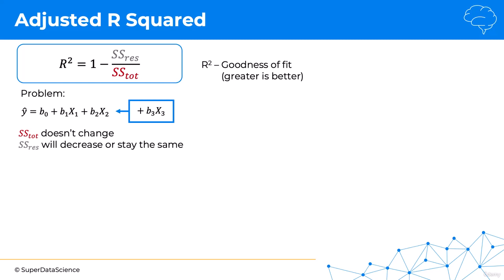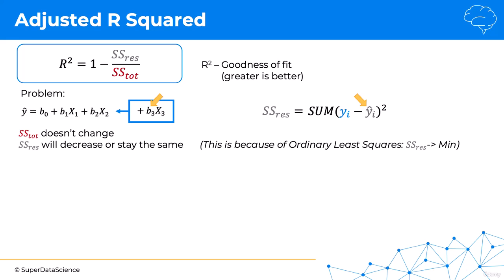The main reason for this is that we are using the ordinary least squares method to build our models. And what the ordinary least squares method does is it aims to minimize the residual sum of squares. So let's try to see this in action. When we add this new variable, x3, the ordinary least squares method is going to look for coefficients b3 that improve the yi hat predicted values.